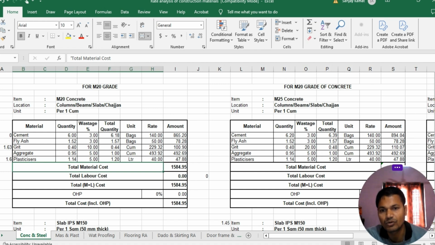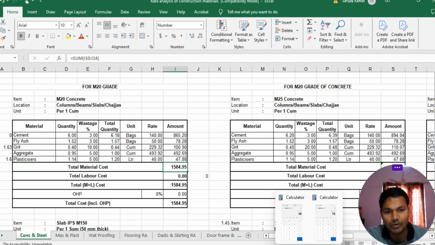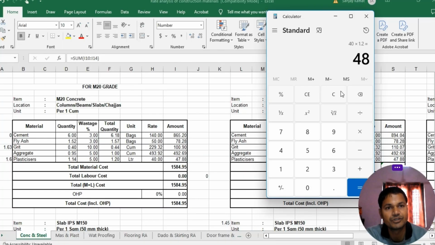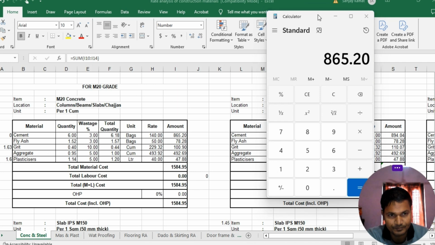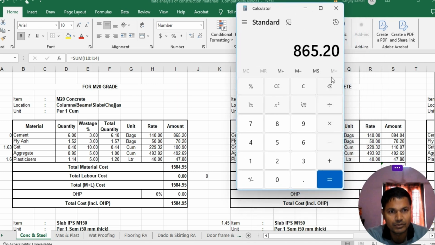If it does not come, then I will show you, and you can ask me how it comes. Okay, let's do the addition. Is it coming or not? 865.20 plus 229.32 plus 493.92 plus 40.